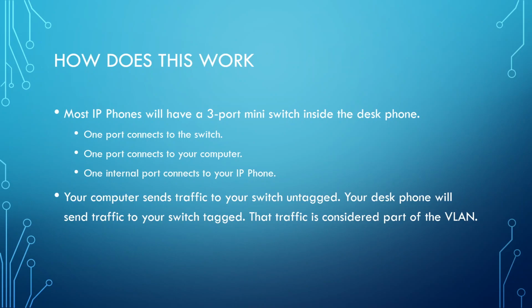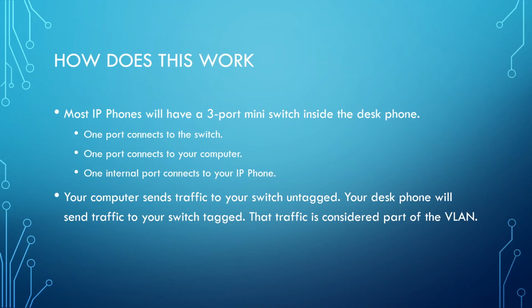Now, the way that this works is that most IP phones, whether they're Cisco, Mitel, etc., will have a 3-port mini switch built inside the IP phone. We will have one port which connects to our switch, one port which connects to our computer, and one internal port which connects to the IP phone. Your computer is going to send traffic to your switch untagged. Your desk phone will send traffic to your switch tagged, and this tagged traffic is considered part of the voice VLAN.